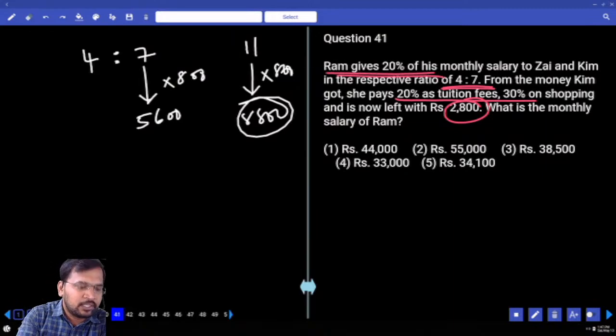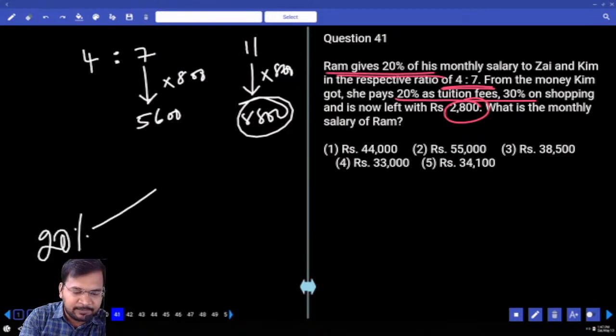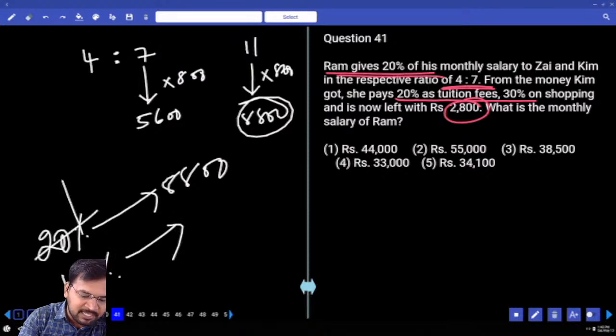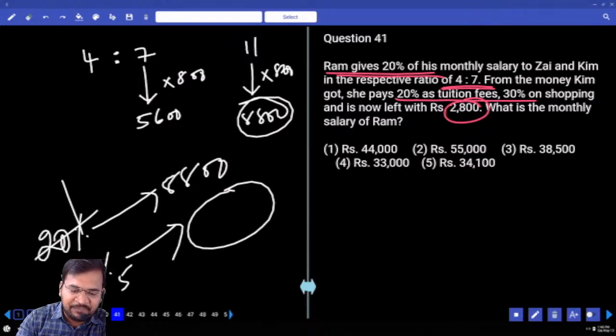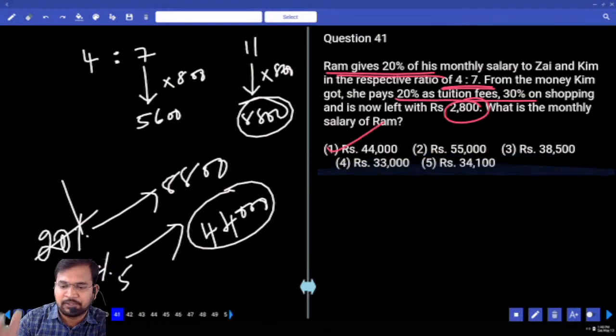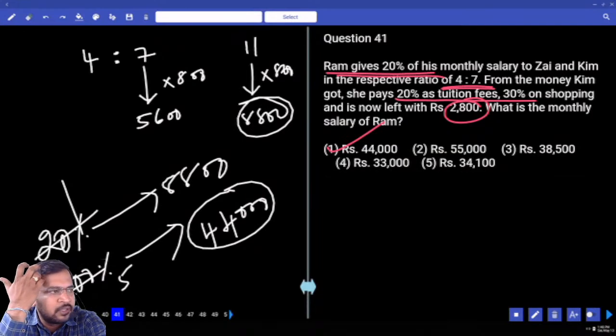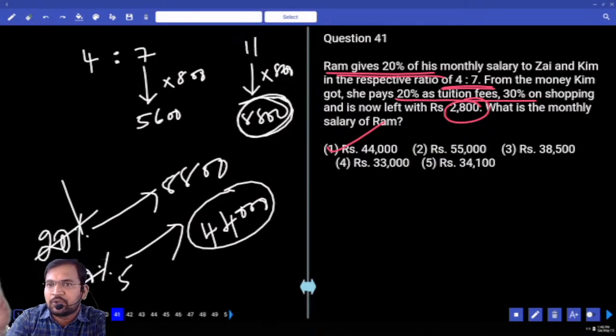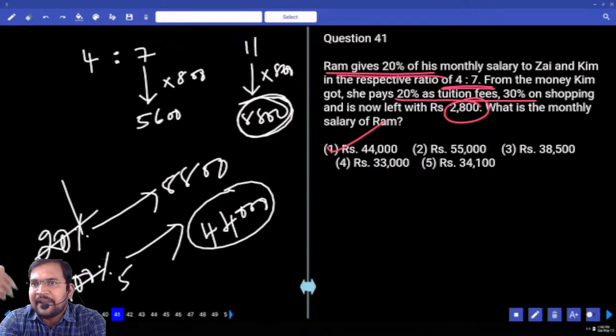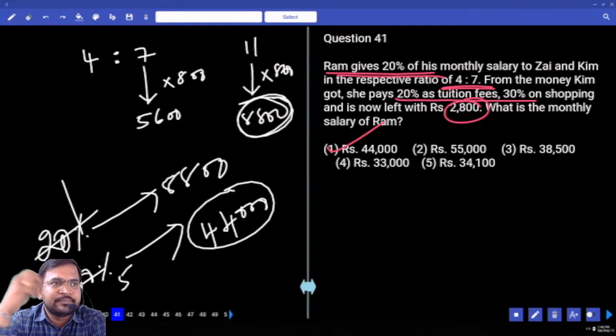That 8,800 is 20%. So 20% is 8,800. Then 100% is what? 5 into 8,000 is 40,000, and 5 into 800 is 4,000. So your answer is 44,000. This entire 8,800 is 20% only. Then 100% is what? Shall I go for the next question?